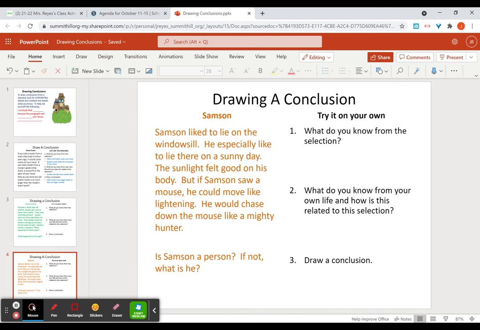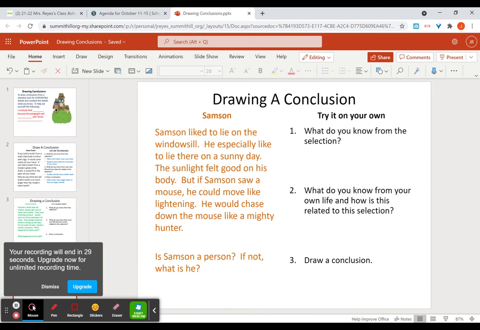So try it on your own. What do you know about this selection? What do you know from your own life that helps you relate to this story? You're taking information from the selection, and you're taking information from your background knowledge, which is called your schema, and you're putting them together in order to draw your own conclusion about what Samson is.